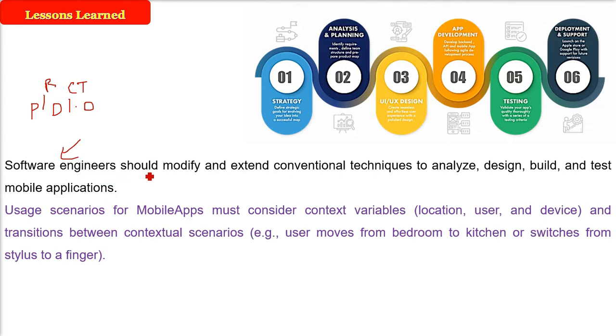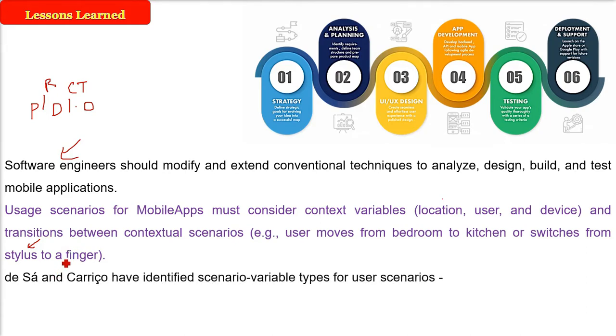And every mobile usage is a user usage scenario, a use case scenario. And for that you have to consider all the different locations, users, devices. And there will be some change, there will be transition between the contextual scenarios. User may be in the bedroom, sometimes he is in the kitchen, sometimes he is using a stylus, sometimes he is using finger or voice. So all these are usage scenarios we need to consider.